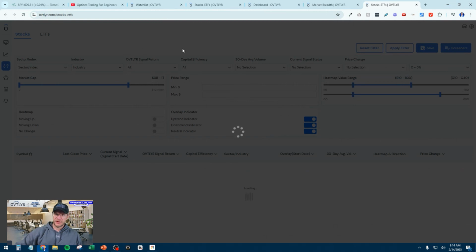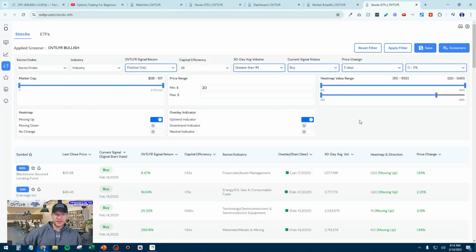And it's going to pop this open. And don't be overwhelmed. There's a lot of settings here, but I'll show you mine real quick. So I leave all the sectors and industries wide open. For the signal return, I want to be positive. I don't know why you'd ever want to have negative, but you can if you want. But these are the outlier signals. Do they perform? That's what we want to know.